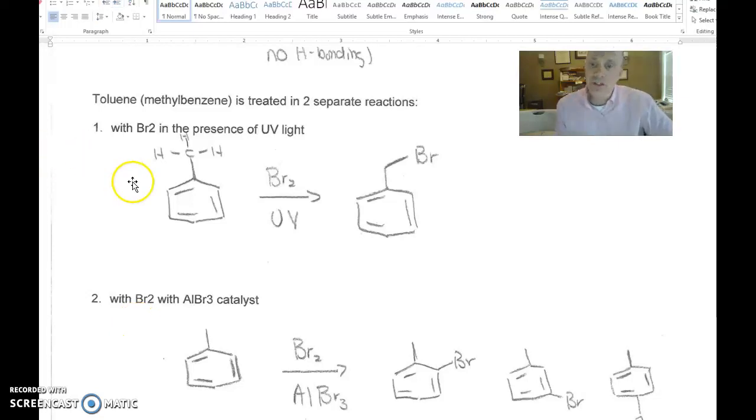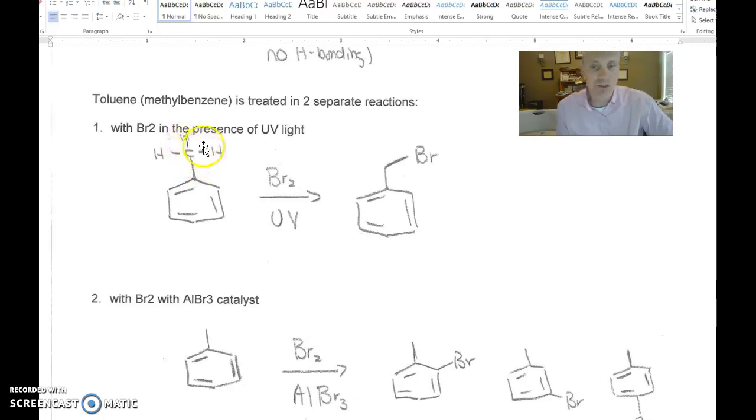Okay, so the next question has to do with two separate reactions that use elemental bromine. This particular compound was picked on purpose. This is called toluene. You could call it methylbenzene if you wanted to. The reason it was picked is it's got two different types of carbons. It's got a benzene ring in it, and those have their own types of carbons, and it's also got this methyl group on it, which is an inherently different type of carbon.